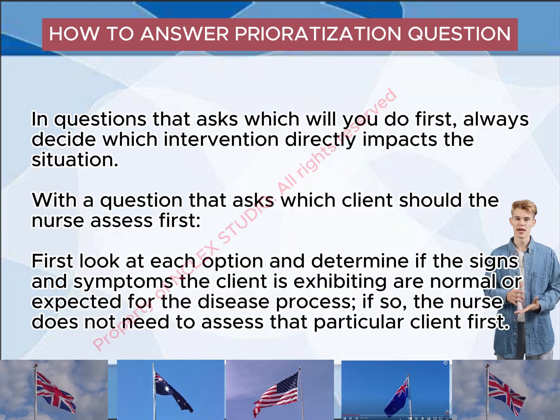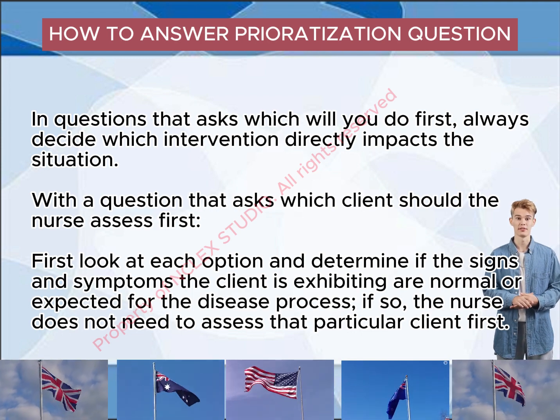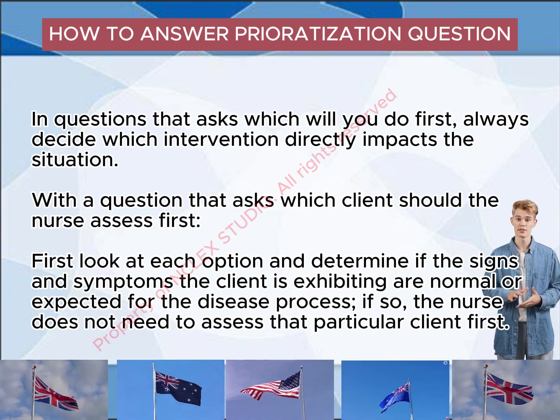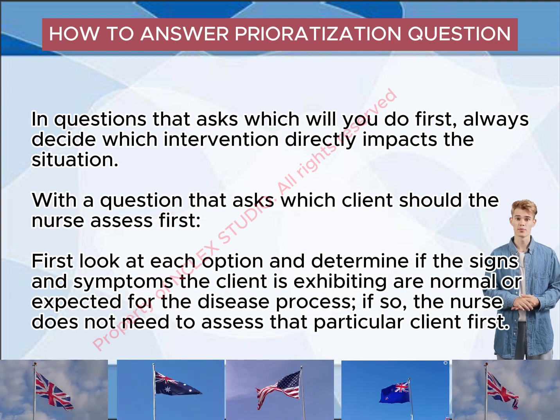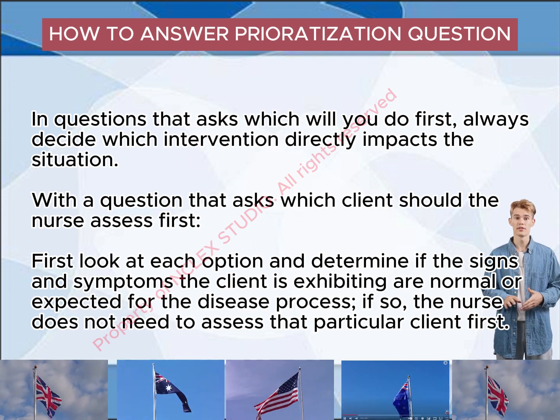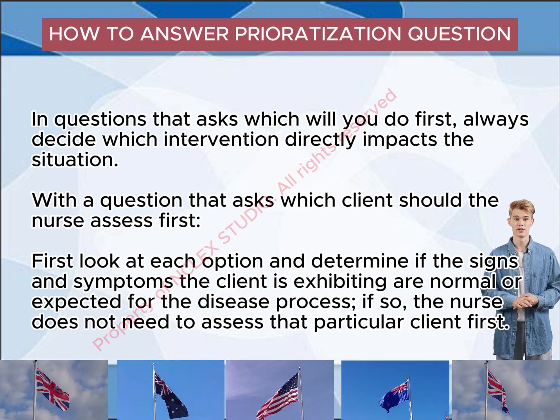In questions that ask which will you do first, always decide which intervention directly impacts the situation. With a question that asks which client should the nurse assess first, first look at each option and determine if the signs and symptoms the client is exhibiting are normal or expected for the disease process. If so, the nurse does not need to assess that particular client first.